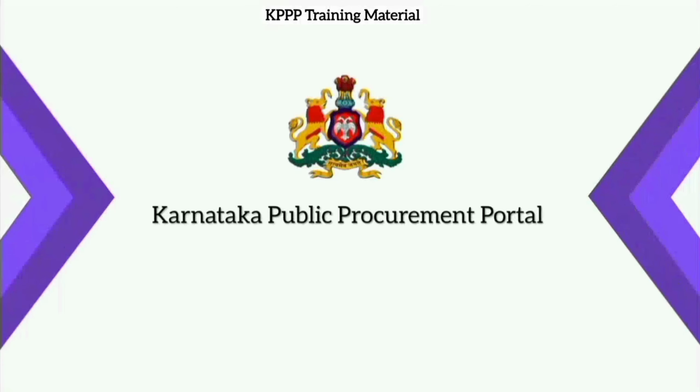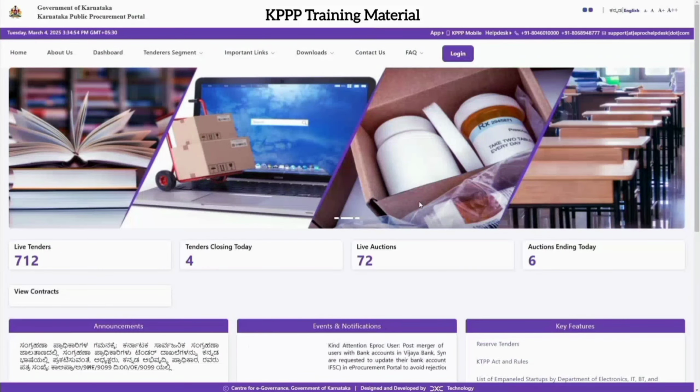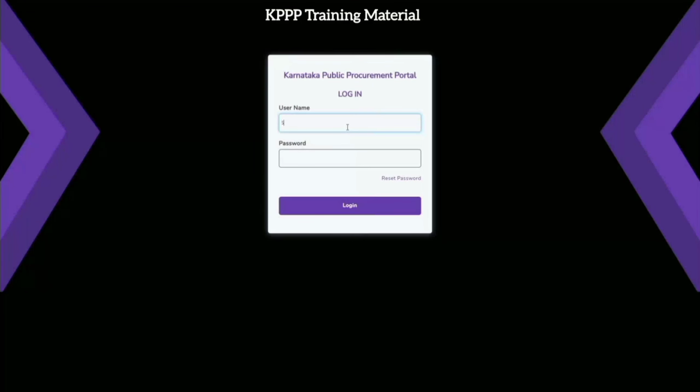In this video, we are going to learn about how to submit a bid for works tender. Visit the Karnataka Public Procurement Portal homepage and click on Login. Enter the valid username and password.